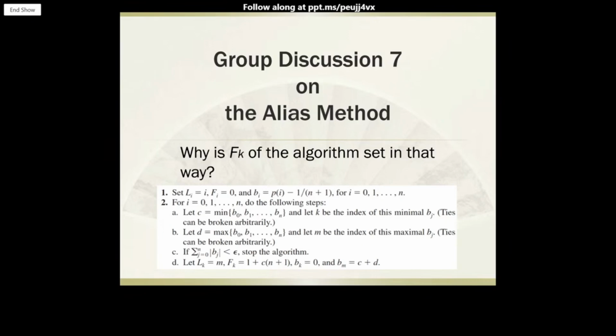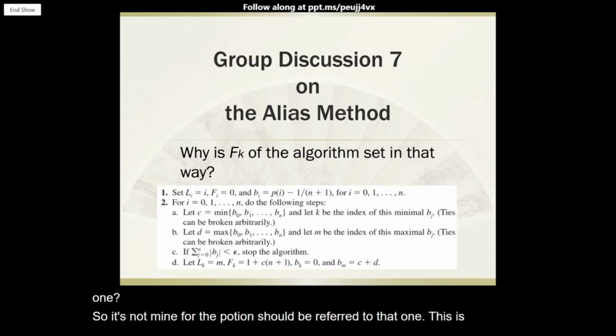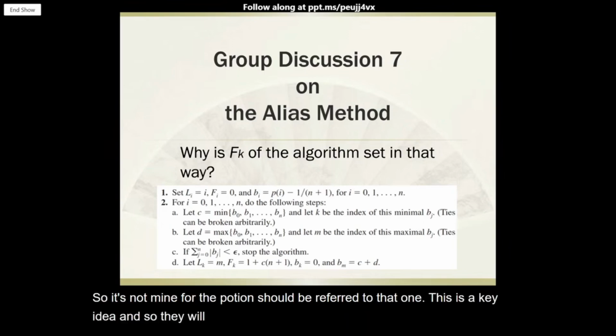So why that way, this way? Why is it 1 minus c multiply n plus 1? In fact, the setting here is just about the quota. I borrow the quota from which one? So it's not mine. The portion should be referred to that one. This is a key idea. And so they will know, okay, the real one should be referred to that.